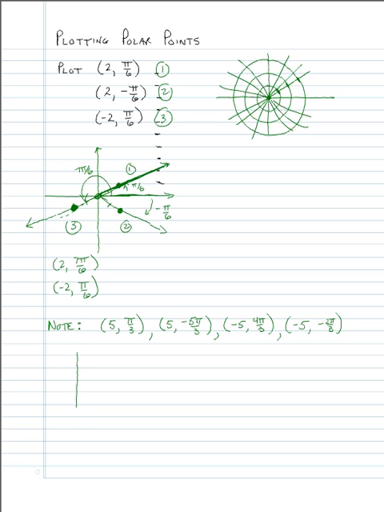So let's just go and look at this. For the very first point, our angle value is pi over 3, and pi over 3 is roughly here. That's roughly pi over 3.